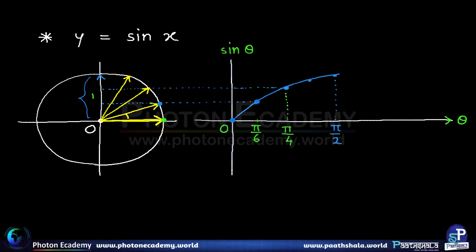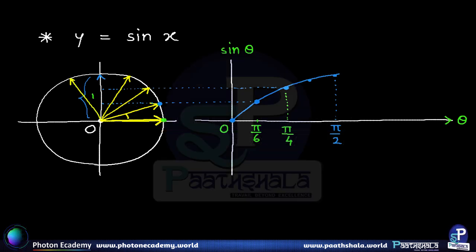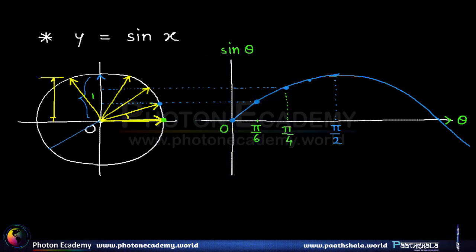Now as the radius vector moves further in the second quadrant, you will see that the y coordinate would of course have reduced below 1. So therefore the graph will once again descend down and it will go in the negative region when the angle goes in the third quadrant, and so on. So this is how we get the graph of the sine function.